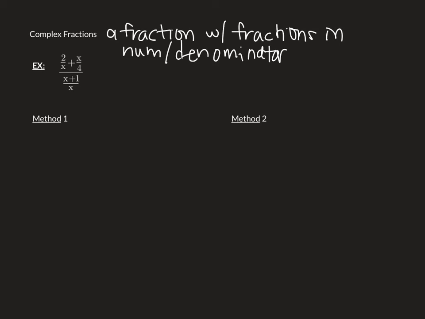The first one is the one I like the best. It deals with finding the least common denominator for the whole thing. Not just one part, but the whole thing. Okay? So, if we look at this fraction, the big fraction, we have 2 over x, x over 4, x plus 1 over x. If I look for a common denominator from all three of these fractions that are in the big fraction, what would my common denominator be? Well, my common denominator in this case would be 4x.